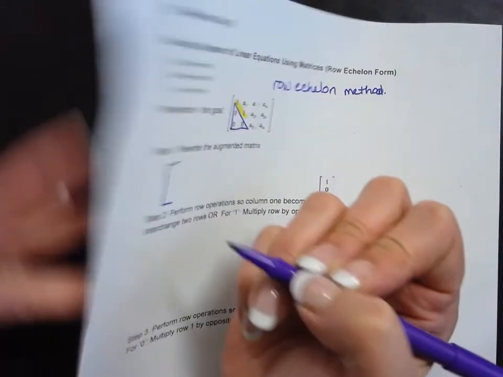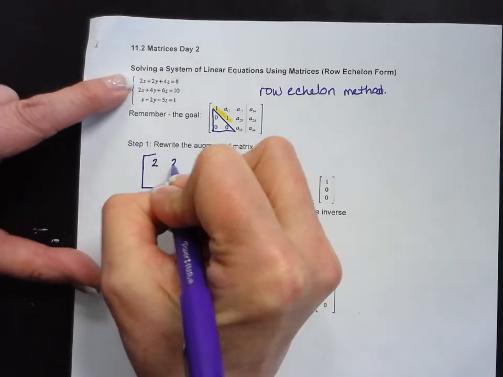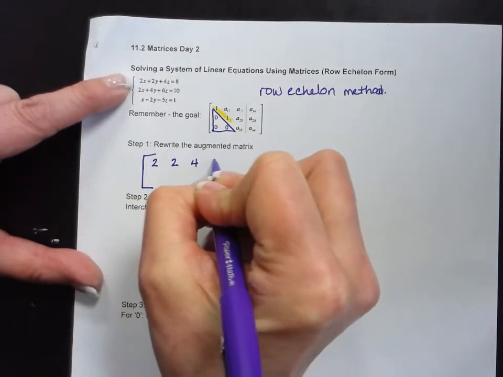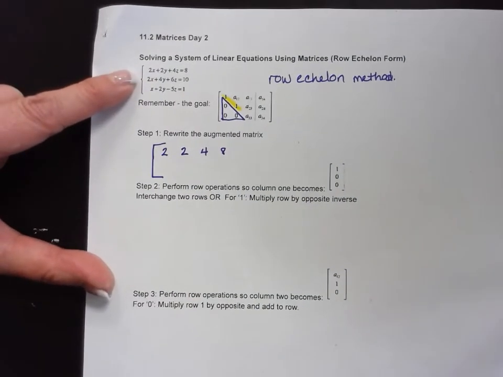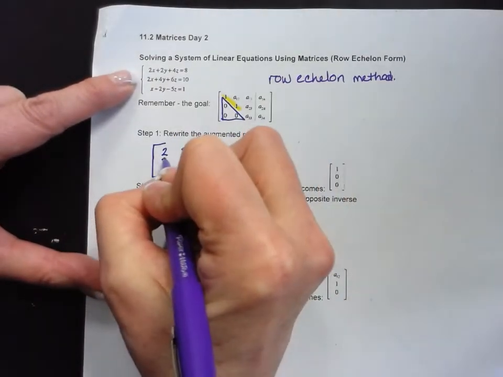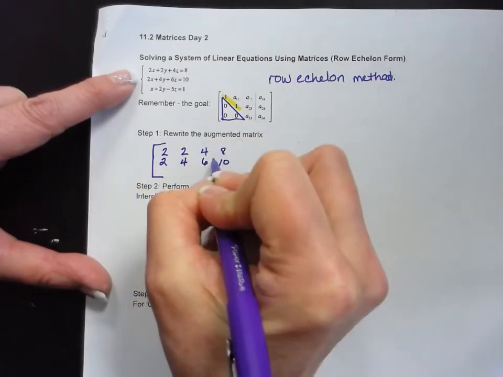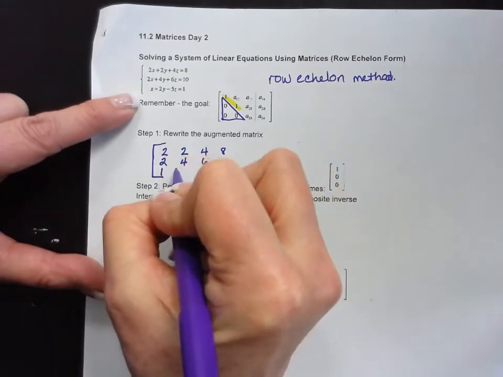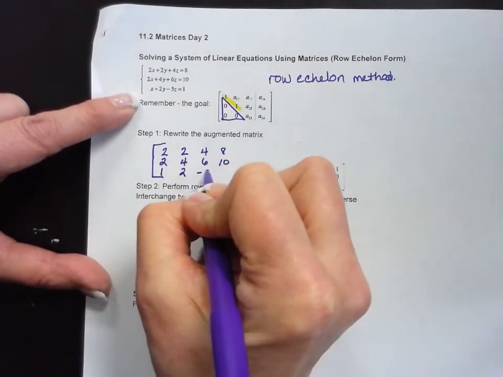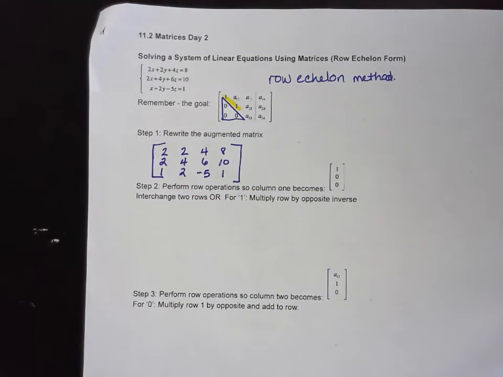All right, so let's write the matrix. So I have 2, 2, 4, and 8 for my first equation. And then I have 2, 4, 6, and 10 for my second. And then I have 1, 2, -5, 1. Are we good?